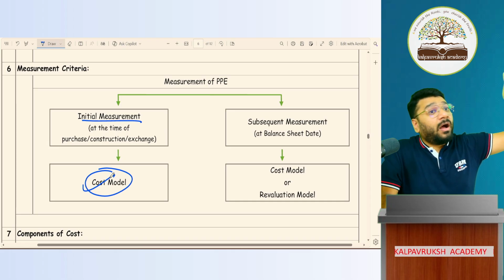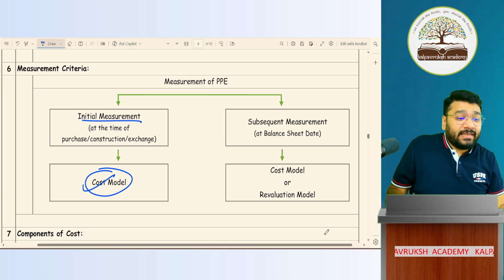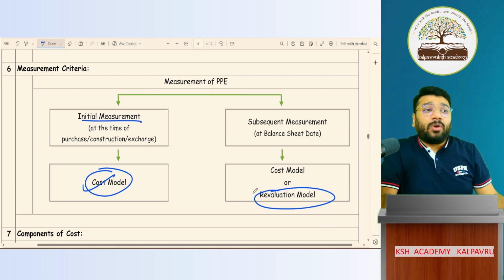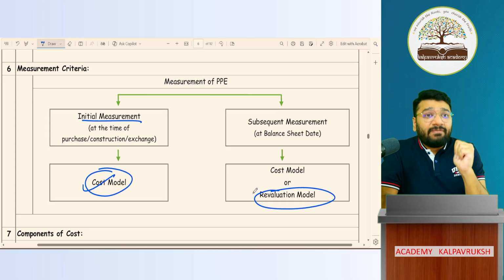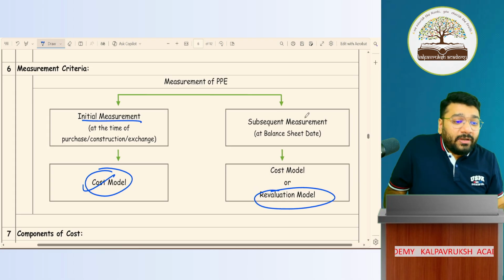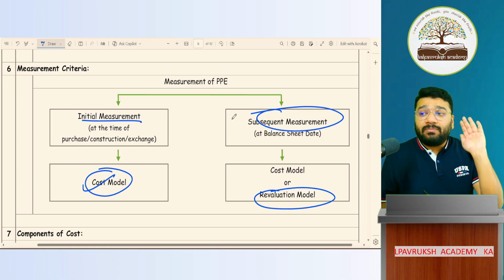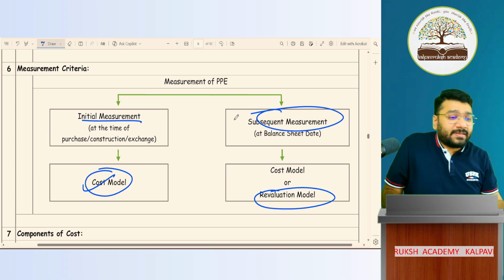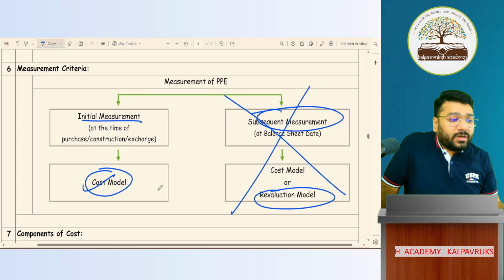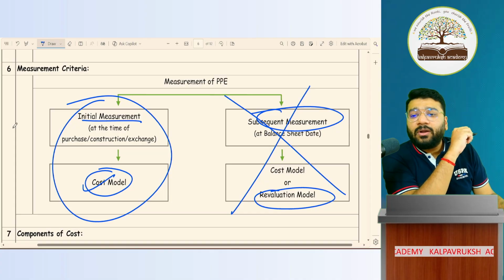Revaluation model? If AS10 says yes, we will also allow the revaluation model, then you can do revaluation. But the revaluation model is allowed here when? Only in the subsequent measurement. Got it, not got it? Here also, there are some conditions which I'll discuss in the next class. I'm not discussing this today. My focus is fully on this. Got it, not got it?